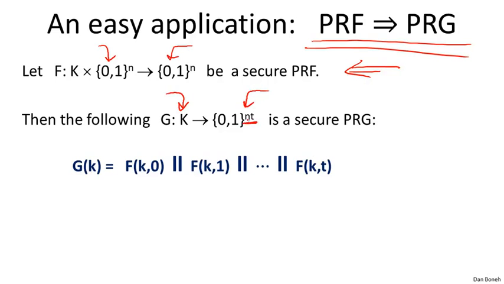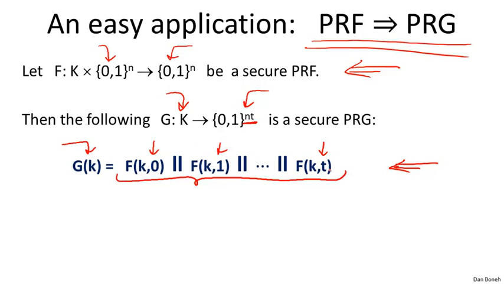So the output is a total of n times t bits, for some parameter t that we can choose. And it turns out you can do this very simple construction, sometimes called counter mode, where you take the PRF and evaluate it at 0, at 1, at 2, at 3, at 4, up to t, and you concatenate all these values. That's the generator.